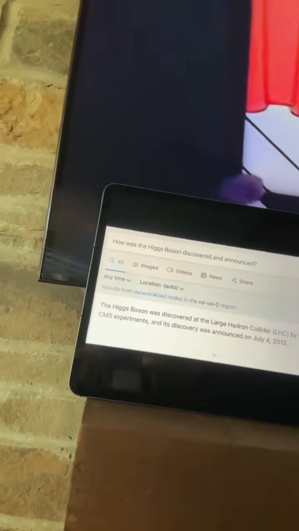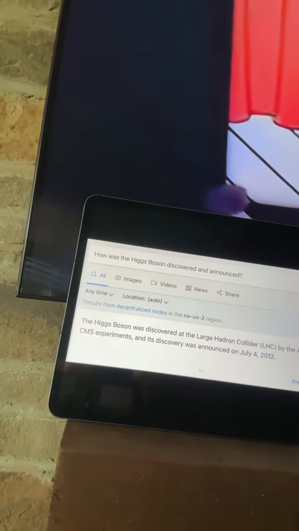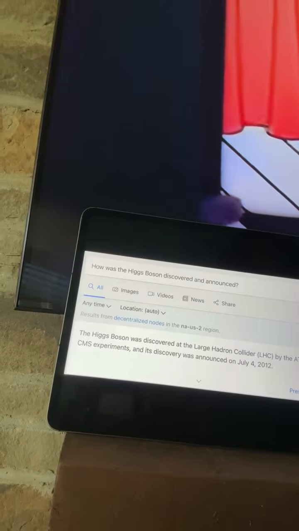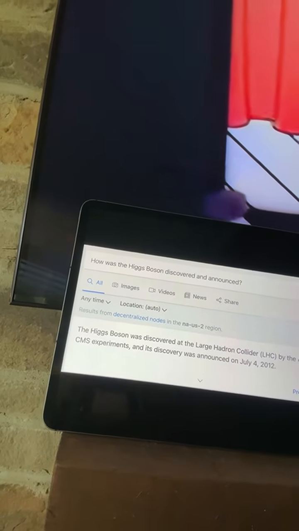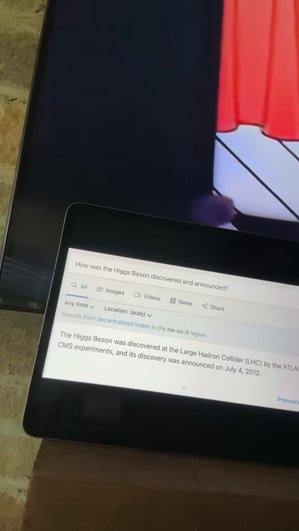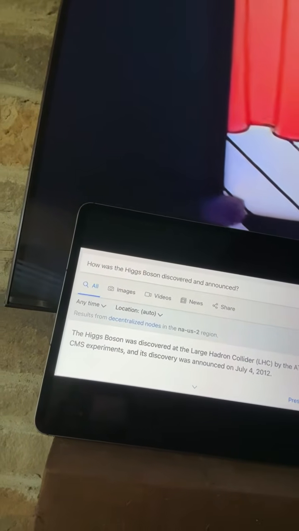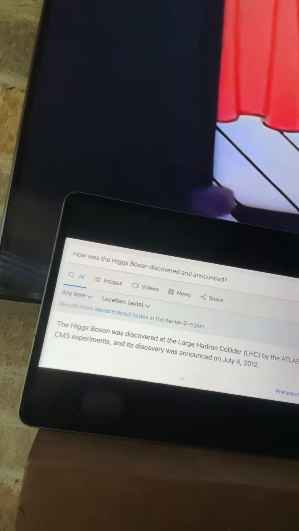It says, how was the Higgs boson discovered and announced? It says the Higgs boson was discovered at the Large Hadron Collider, or LHC, by the ATLAS and CMS experiments, and its discovery was announced on July 4th, 2012. Sounds like a big bang. Sounds like a big bang to me. Let's go further.